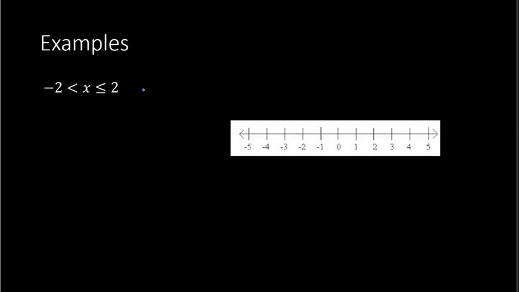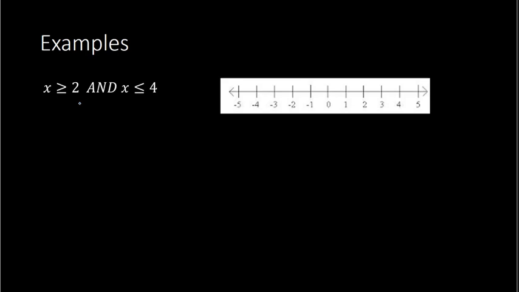So another example, if we had -2 is less than x is less than or equal to 2, doing the shortcut way, I see open circle at -2, closed circle at +2. So open circle at -2, closed circle at +2, and I shade in everything in between, because x is literally between -2 and 2. So that would be my graph.